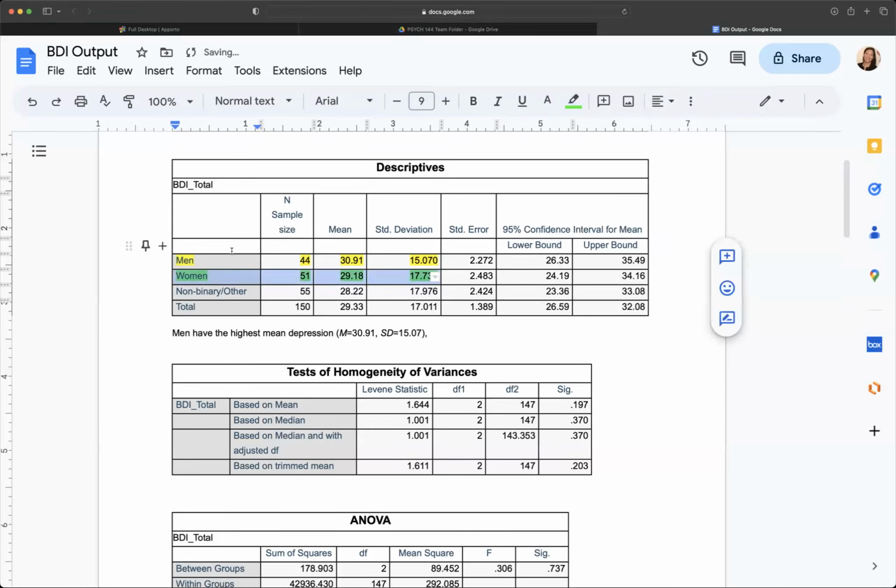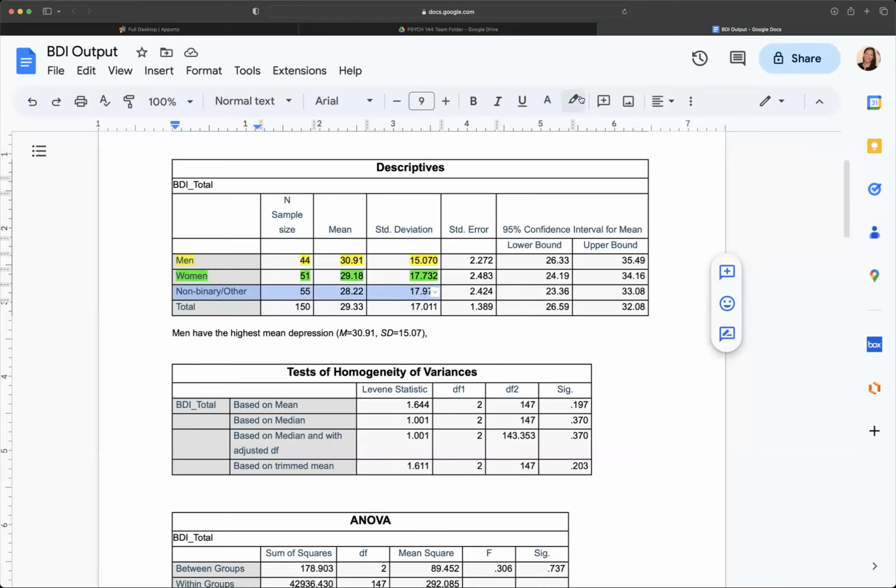I do want to point out that if you're looking at other guides, the numbers might be different. If you're looking at just a general guide, it's not meant to go with this video. So if you notice that there's men, women, and non-binary, it's a different data set. So just keep that in mind.